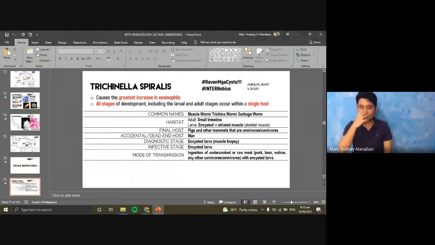Okay. Now, habitat, take note, we have emphasized this already. Kung adult, small intestine ang habitat. But kung larva, it is found in the muscles, no? Especially striated muscles, your skeletal muscles. Okay, please take note. So, if ang question again, adult Trichinella spiralis can be found in your small intestine. Basta adult. But kung larva, it is found encysted. They are in a cyst-like formation sa imuhang mga muscles. Alright? Especially striated muscles.